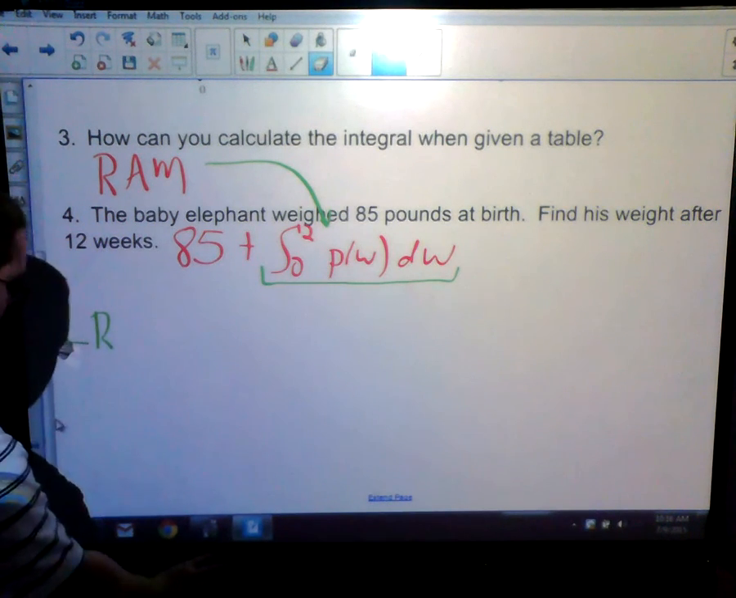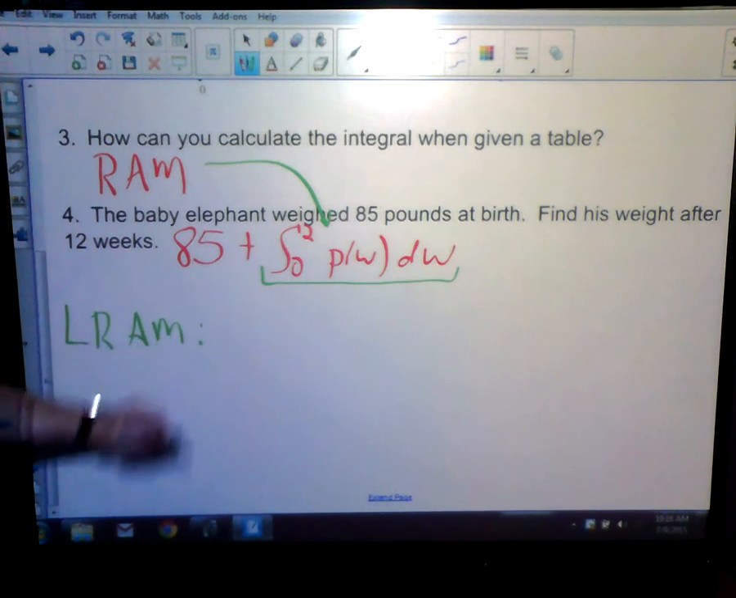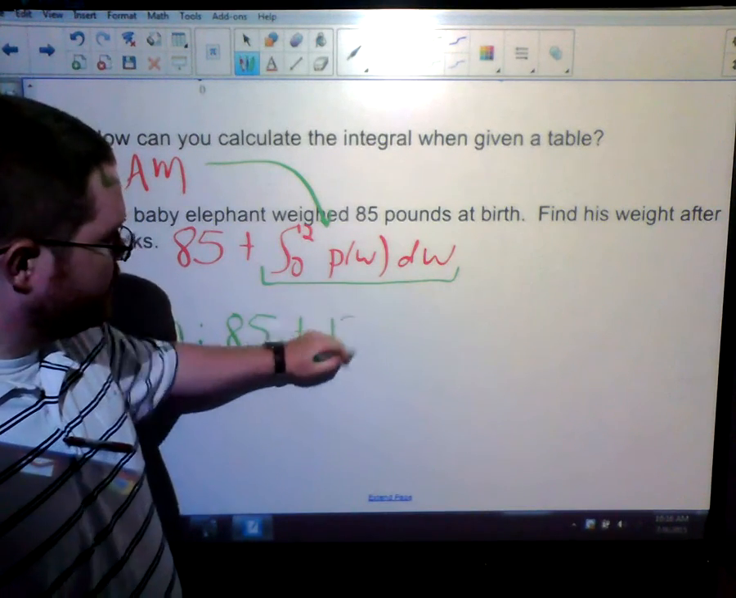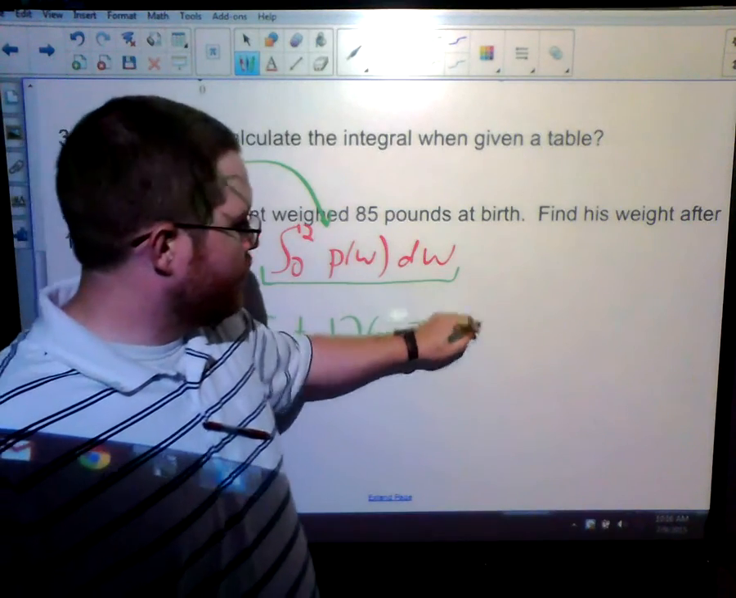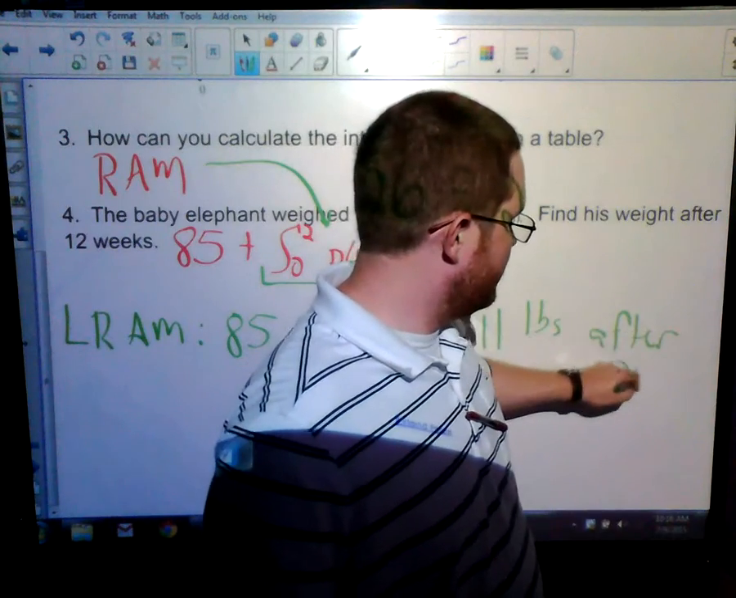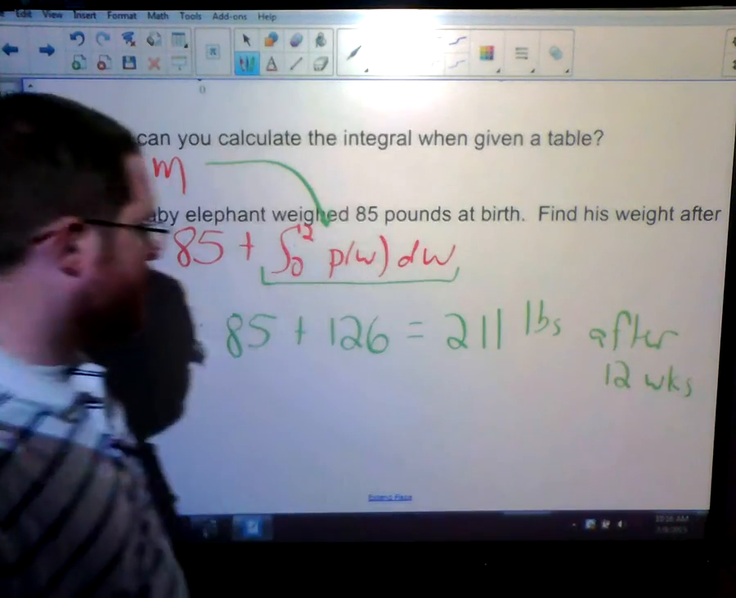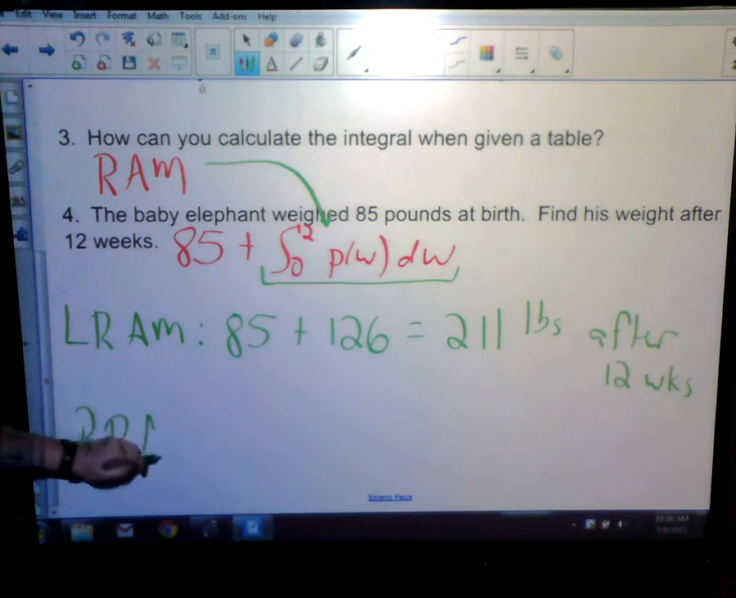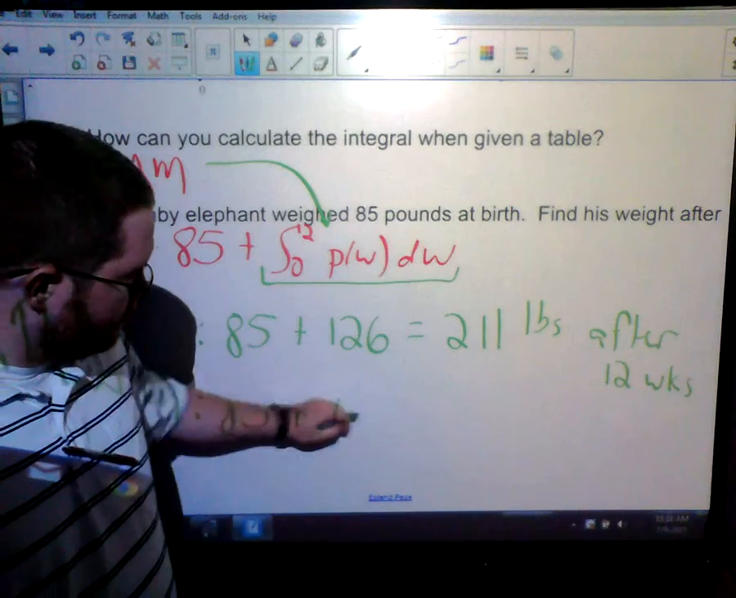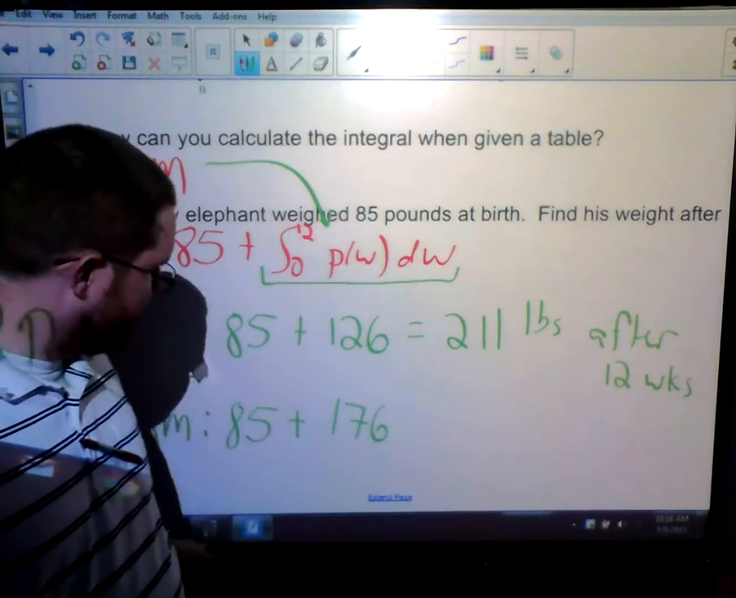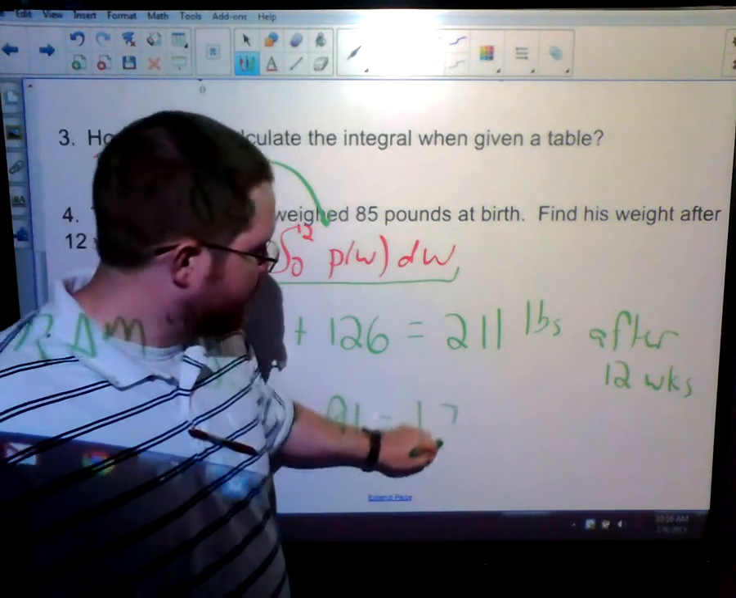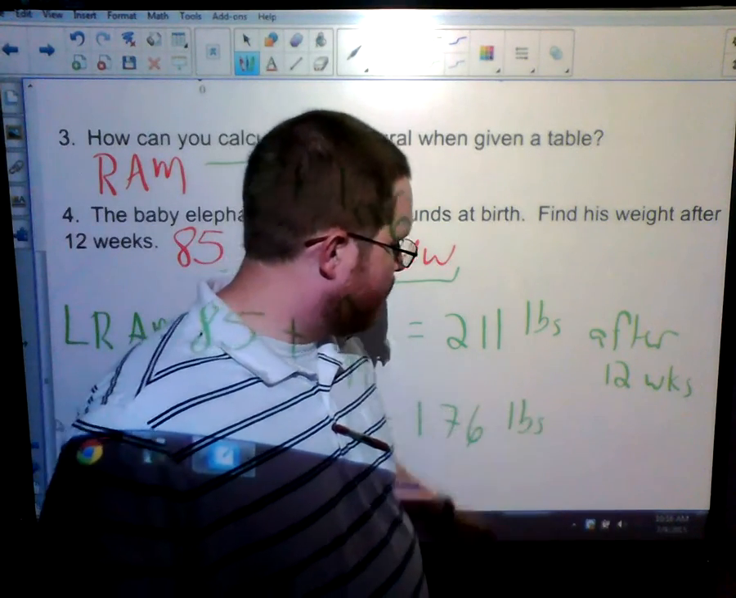If you do LRAM, you would get 85 plus 126, which means that it's 211 pounds after 12 weeks. If you did RRAM, you'd still have 85 to begin with, but it's only 91 pounds that he's changed, so it's only 176 pounds after 12 weeks.